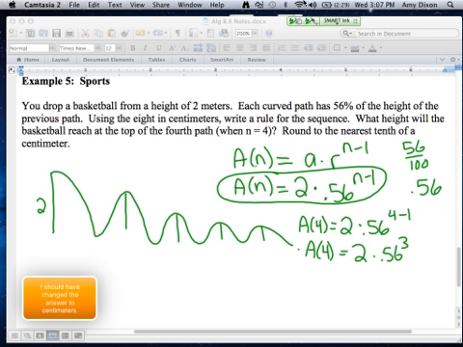We put this into our calculators. Okay, we're going to get the 4th pass. The height is going to equal 0.35, and we're talking in meters. So 0.35 meters. It starts off at 2 meters and it keeps going until it gets down to 0.35 of a meter, which is going to be 35 centimeters.